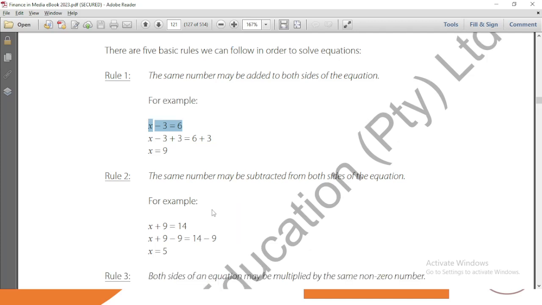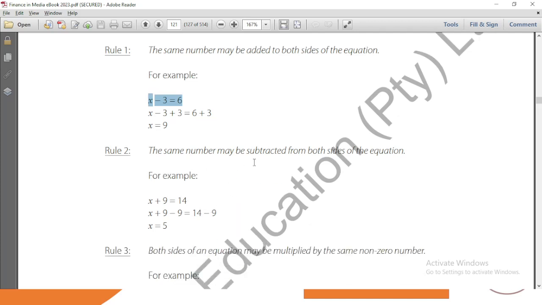And then the second rule is that the same number may be subtracted. These rules are not saying that you have to apply them all the time. You only apply these rules depending on what the scenario is or what the equation is saying. For example, the second equation says x plus 9 equals 14. So we've got a positive 9 on this side, and when we're trying to solve for x, we want x to be on one side. When one wants to leave x alone, since this is positive, we're going to subtract 9 on both sides.